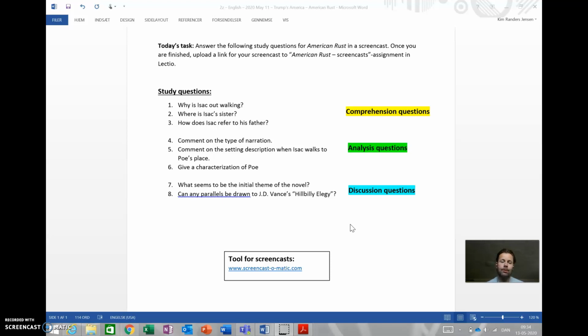Now, I just want to run through these questions, both to make sure that we all agree on an answer for them, but also I'd like to talk about why they are good questions at that specific taxonomic level that they belong to. So let's begin with question 1 here, which is meant to be a comprehension question. Why is Isaac out walking?